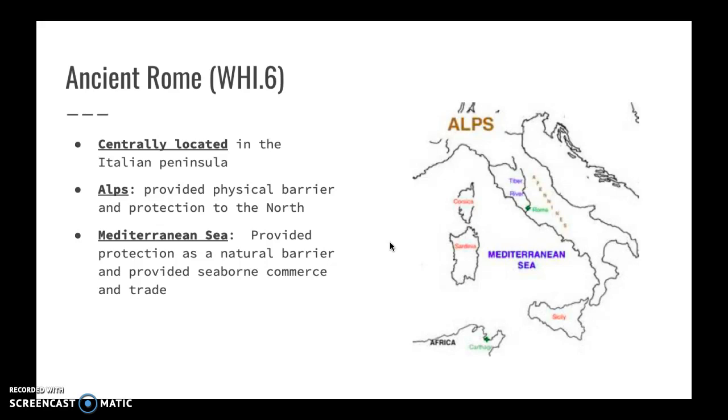Rome is located on the Italian peninsula. Italy is pretty easy to recognize because it is shaped like a boot. Rome is about halfway up the Italian peninsula, right where the laces would be. At the very, very top, it's the Alps mountains that kind of protected them from invasion, and they were located on the Mediterranean Sea, about halfway from the Mediterranean in general.